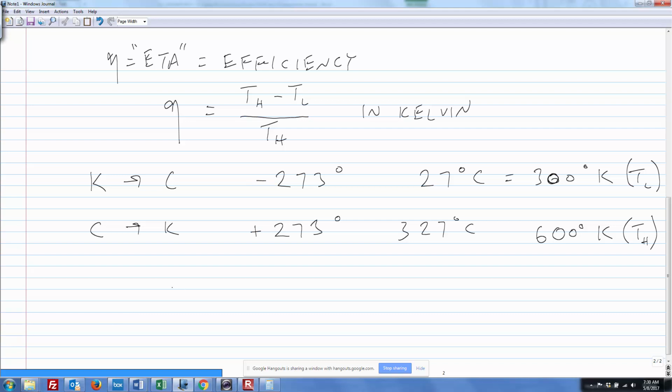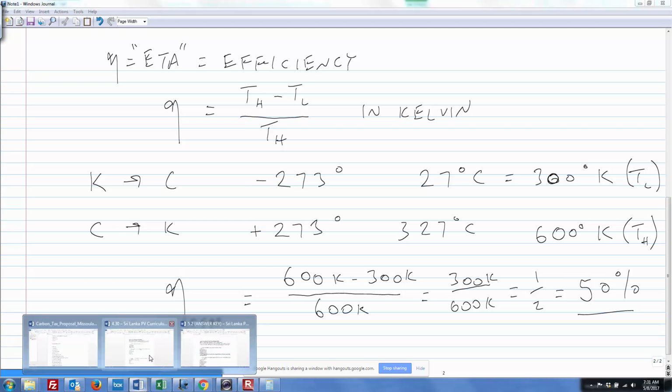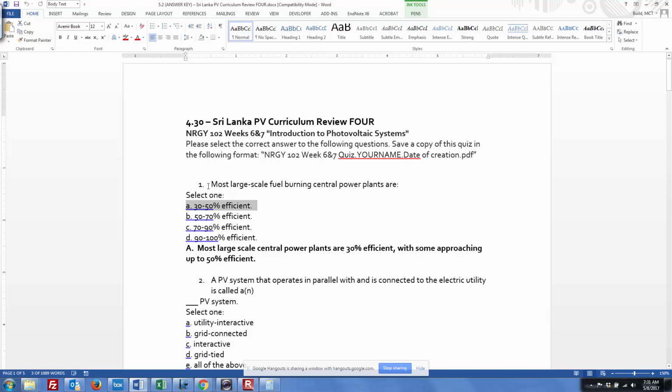So in a coal-fired power plant, the efficiency is 600 Kelvin minus 300 Kelvin over 600 Kelvin, which equals 300 Kelvin over 600 Kelvin, which equals 1/2, which equals 50%. So that's how we get back to the answer, the very first answer there on 5.2. That's how we got answer number one: most large-scale fuel-burning central power plants are 30% to 50% efficient.